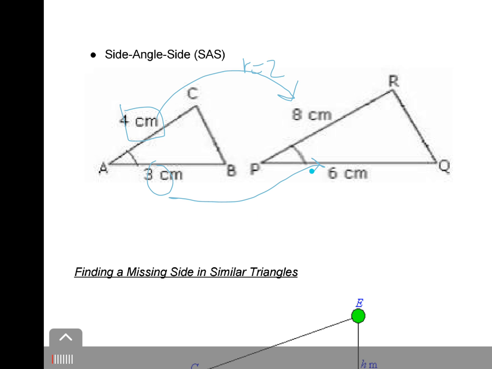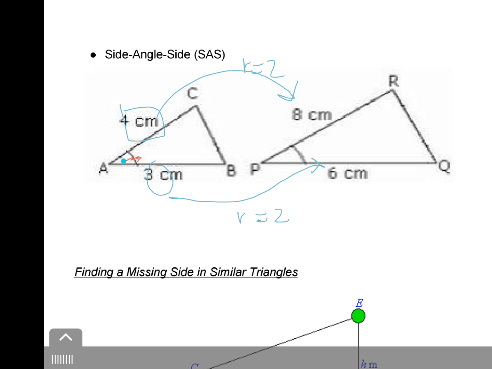Ooh, I gotta get better at this. 3 is becoming 6, so you can see the scale factor is also 2, right? So we have a common scale factor. I can't call it SSS though because we don't know the third side. So it's still just SS right now, but notice here, let's change to a different color.